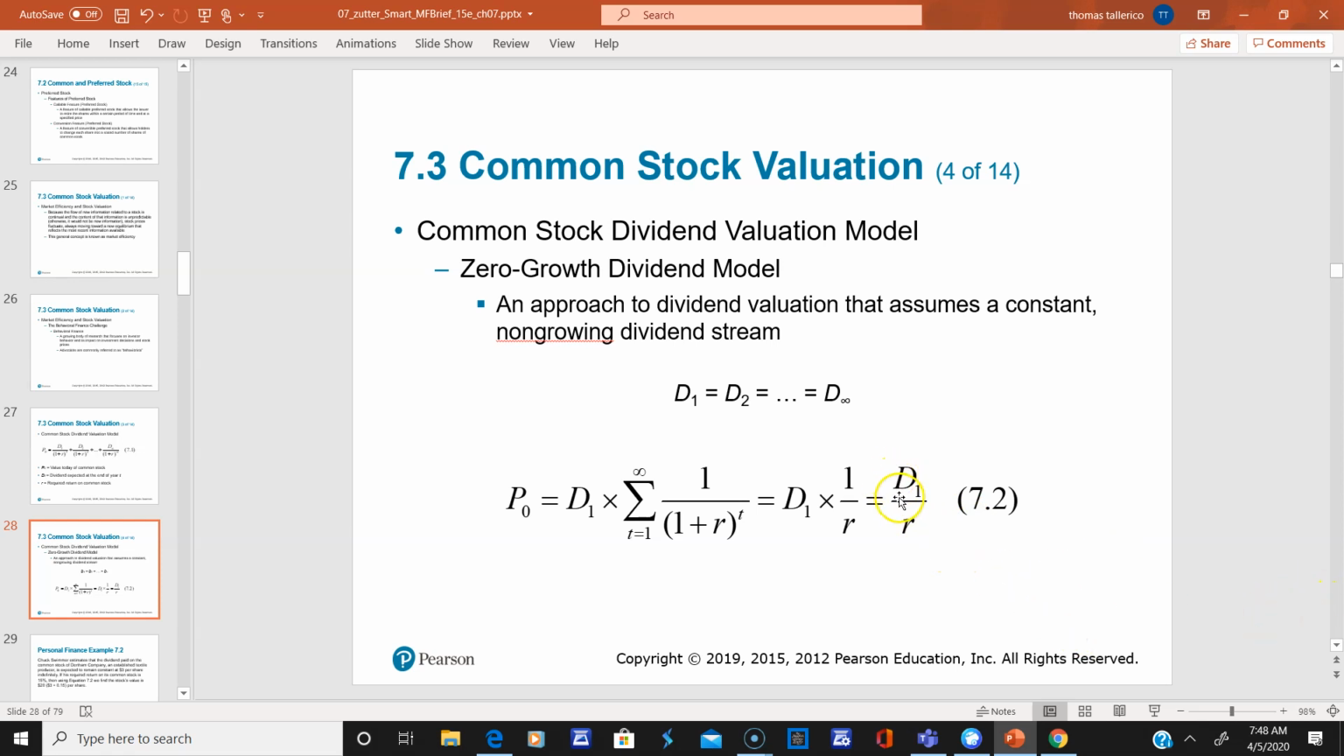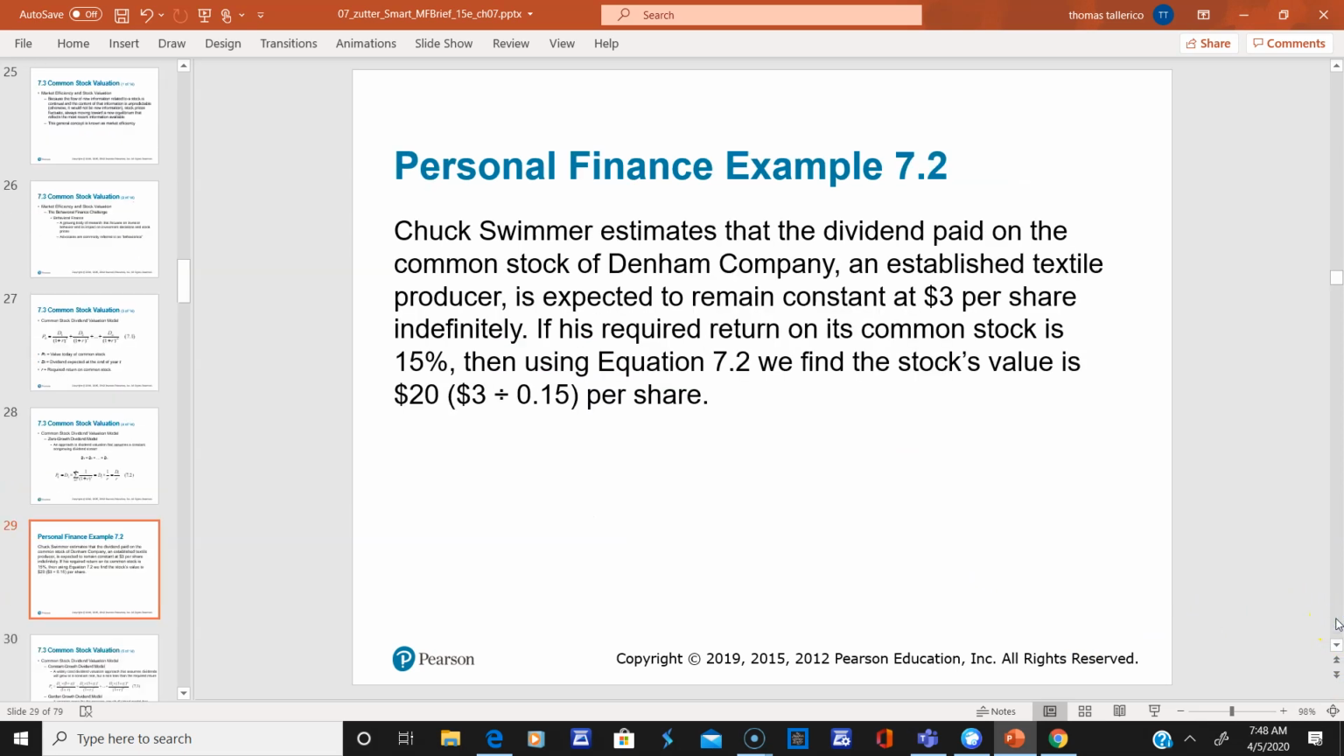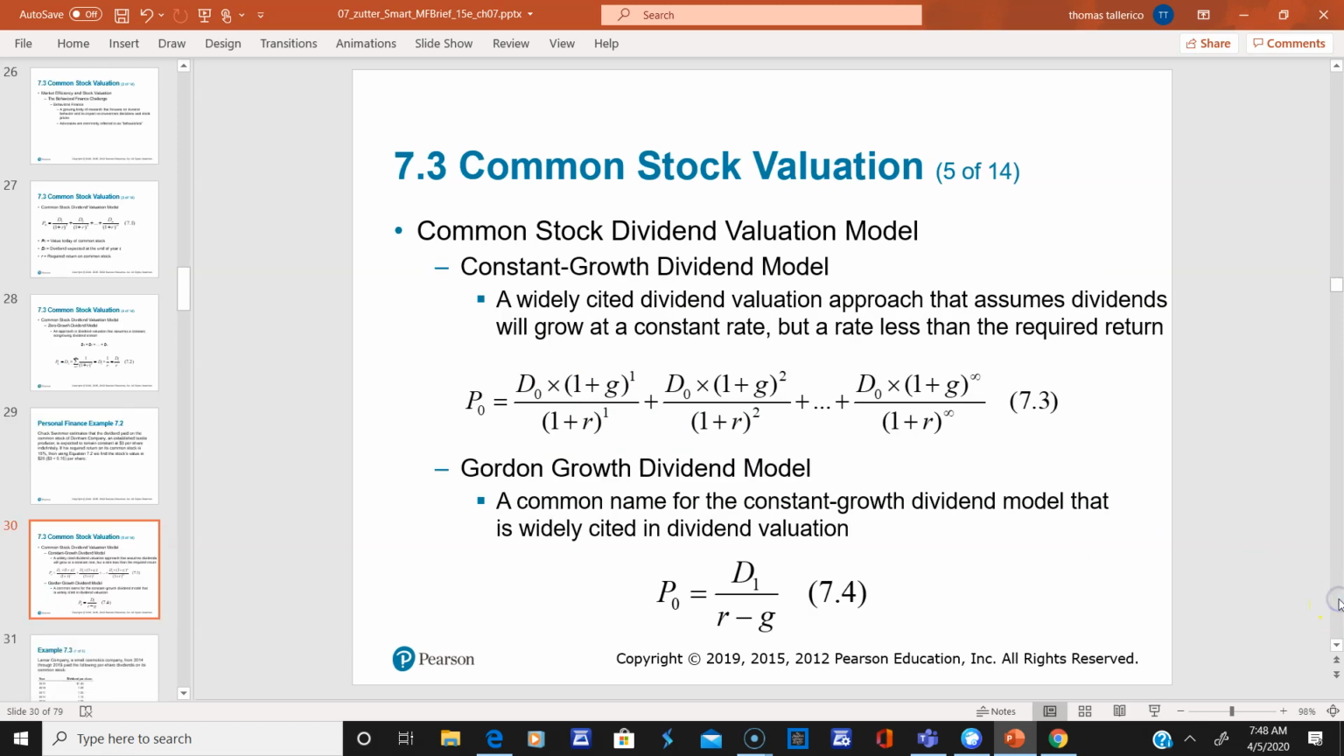Now, we'll talk about a little problem with these in a minute. But anyway, if you go through this simple example here, a $3 per share dividend divided by a 15% required return, the stock's value should be $20, right? Pretty basic math here. Nothing too fancy. And that's the zero growth model.